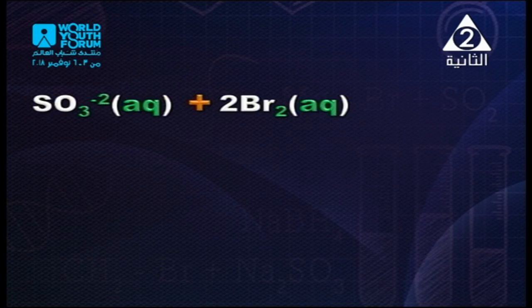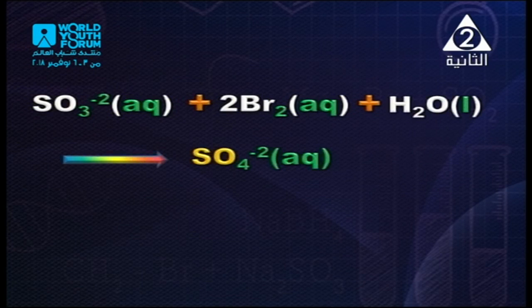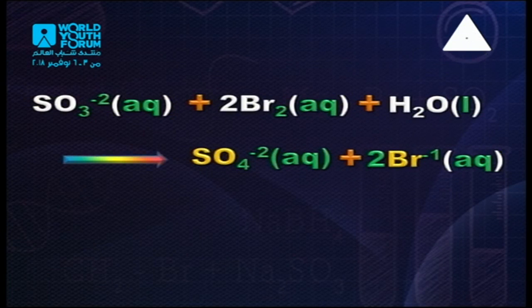2Br2 in its aqueous solution. It means bromide. What happened when they add it to each other? It will add to H2O water. You can find the result as the SO4 group of sulfate in its aqueous solution, SO4 negative 2 is formed. Also, you can find 2Br negative 1.